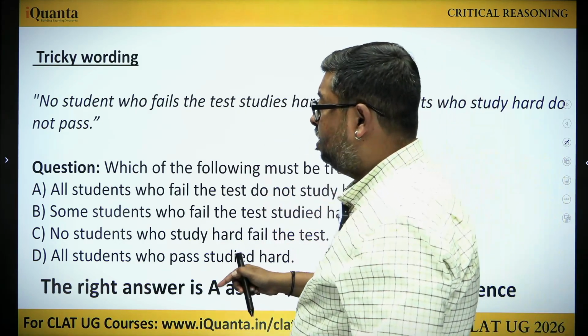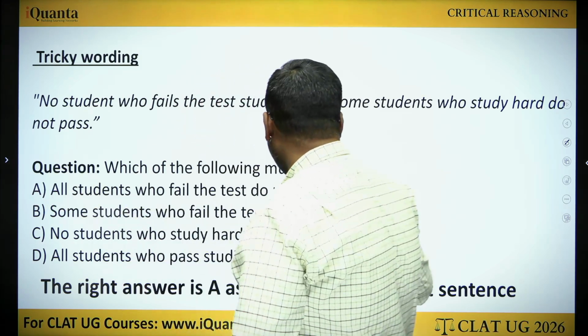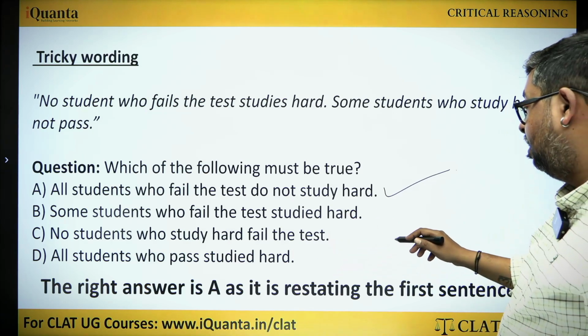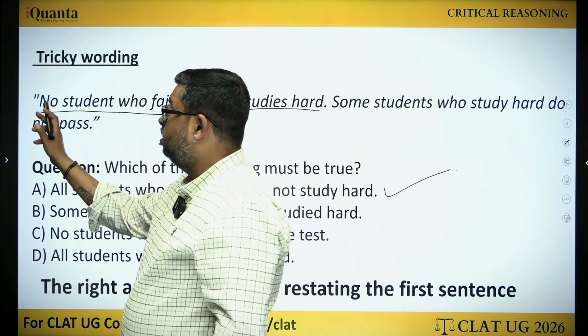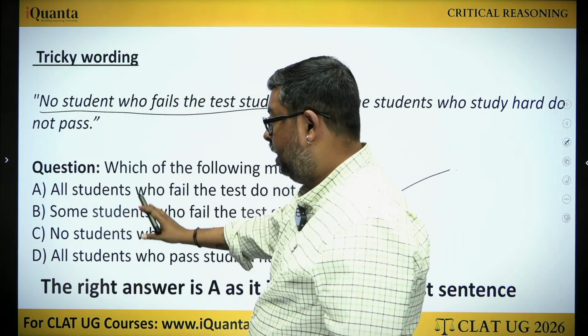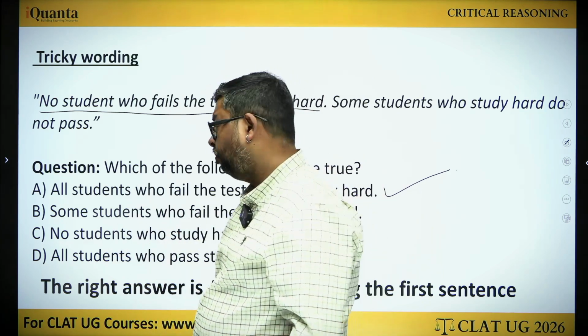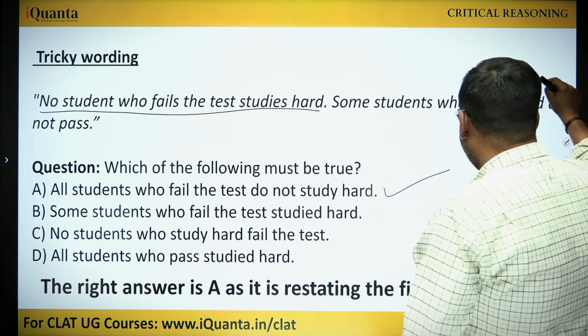The only answer that works out here is the A part. Why is it the A part that works for me? The right answer is A, as it is restating the first sentence. So it is the first statement that is being stated out here, and that makes it easy to understand, to catch hold of. Understood? Right. Next part.